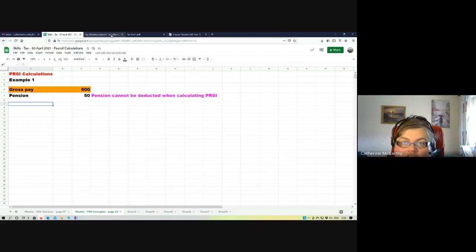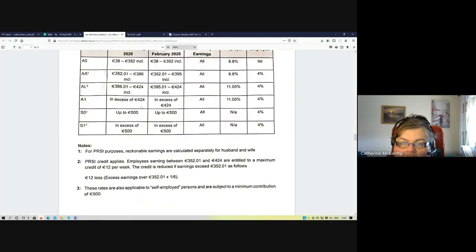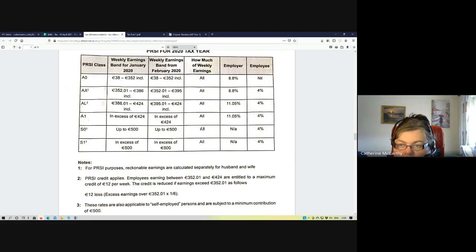So if we were to try to work out what PRSI class they were on, if you come in here to your PRSI, they are on a gross of €500. So we're looking for over €500. So if you come down along here, class A1 in excess of €424. So anything over 424, the employee is paying 4% and the employer is paying 11.05%.